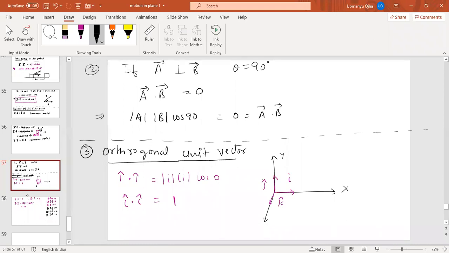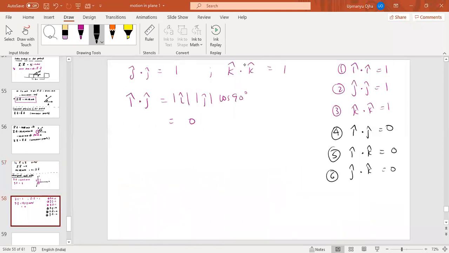J dot I will be 0. I dot j will be 0. You can write here also j dot I will be 0. K dot I will be 0. K dot j will be 0, because of the commutative law. Okay, we can do that.